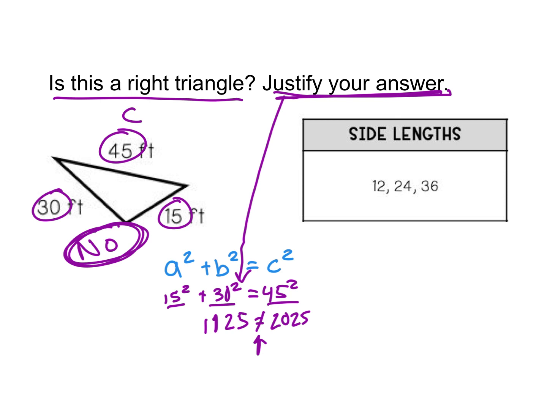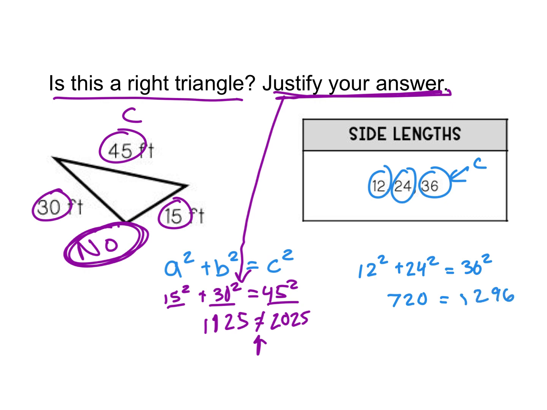Okay, let's do another one. So over here, 12, 24, and 36. 36 is my C because it's my longest. So I'm going to take 12 squared plus 24 squared equals 36 squared, and I'm going to test it. 12 squared plus 24 squared equals 720, and 36 squared equals 1,296. Since those are not equal, we'll say nope. And this is my justification right above, just showing me plugging those numbers in.